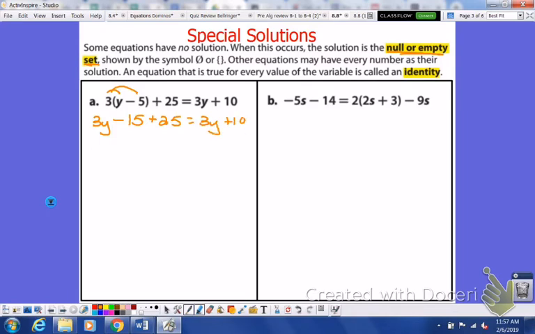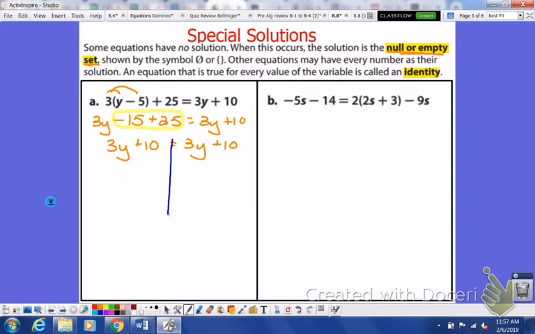I see I have some like terms over here. Remember, anytime you see like terms, go ahead and take care of them. So negative 15 plus 25 gives us 3y plus 10 equals 3y plus 10. Now some of you may have noticed something already, but we're going to keep going.